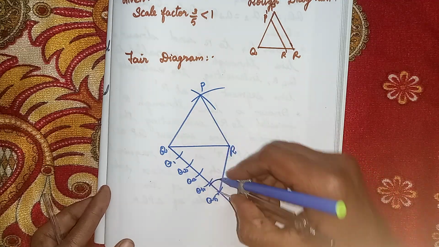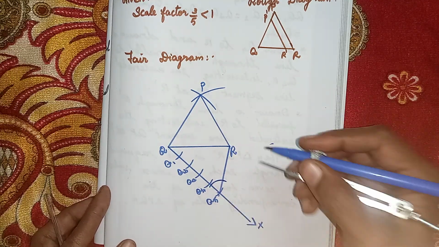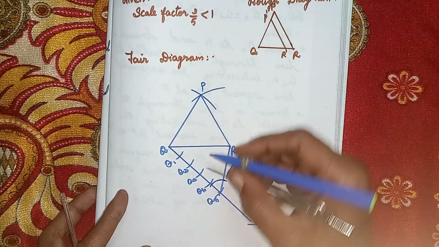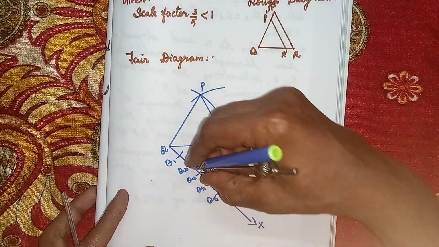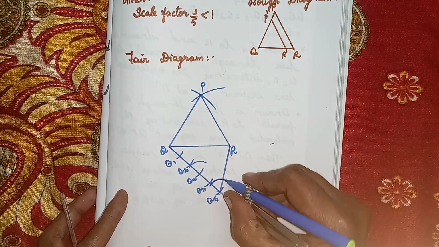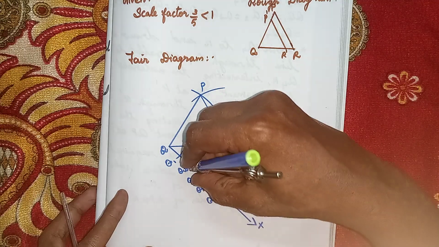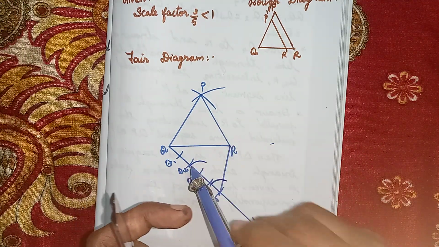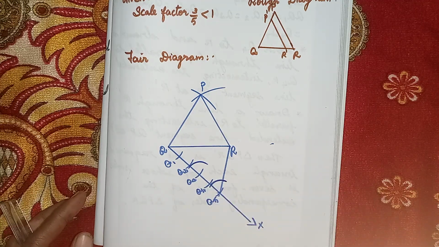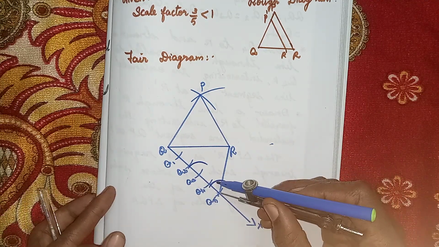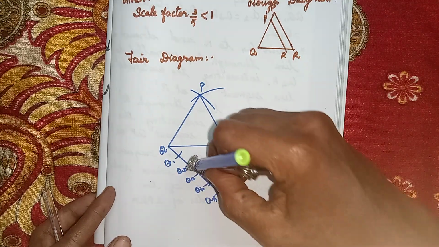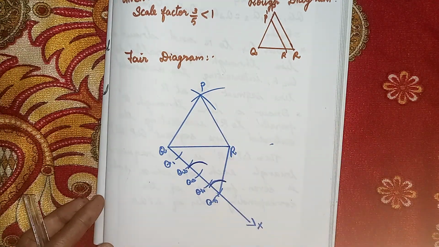Which measurement have you drawn the arc with? With the same measurement, what is the numerator value? 3. In the third part also you have to draw the arc. Which measurement you have taken here, with the same measurement in the third part also you have to draw the arc. Clear? Q5 to here an arc, and with the same measurement from Q3 you have to draw an arc.